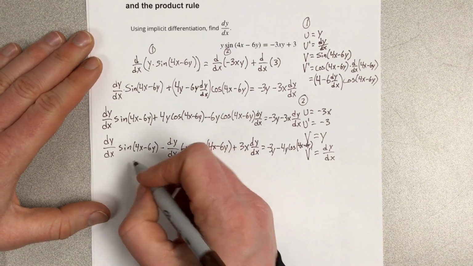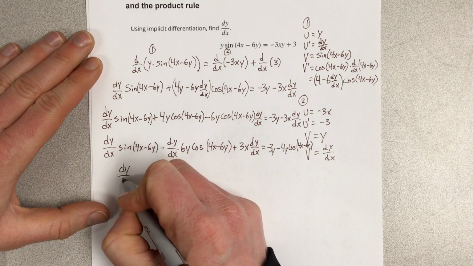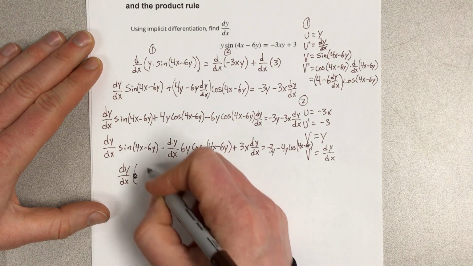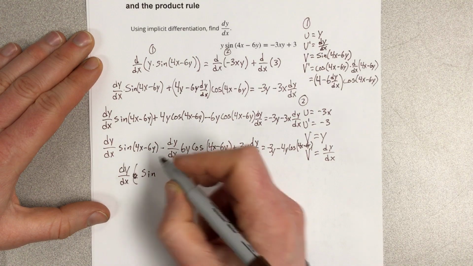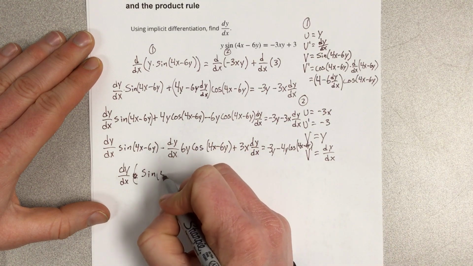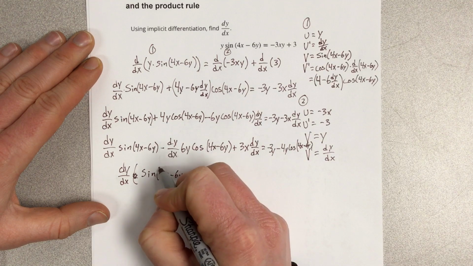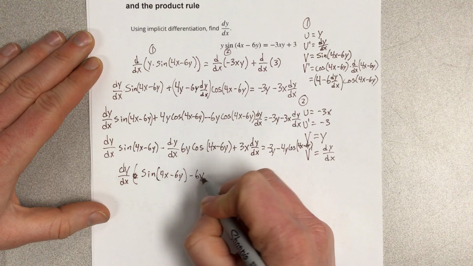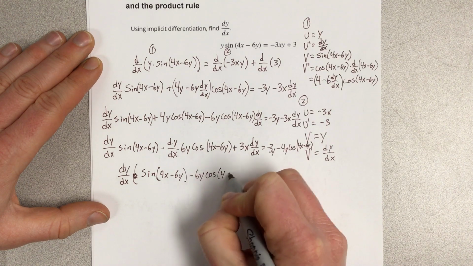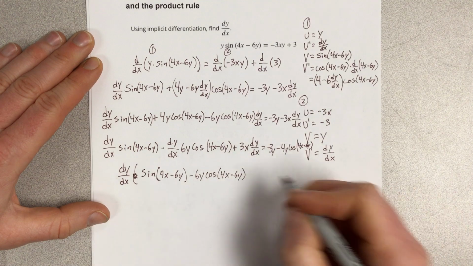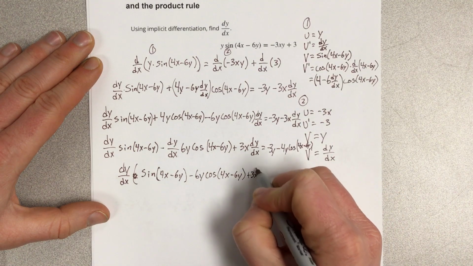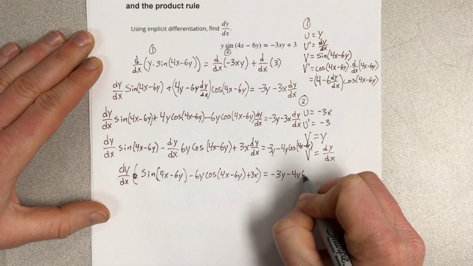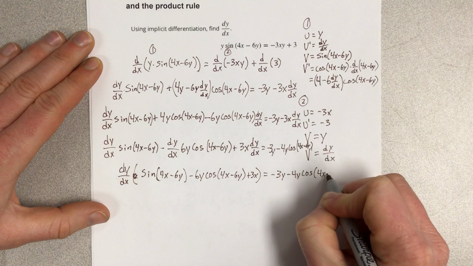Factor the dy/dx out, I get dy/dx parenthesis sine of 4x minus 6y minus 6y cosine 4x minus 6y plus 3x is equal to negative 3y minus 4y cosine 4x minus 6y.